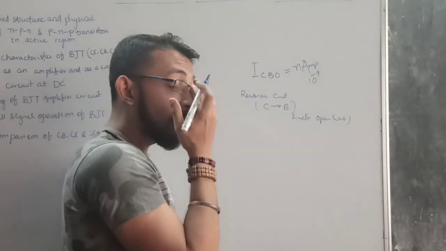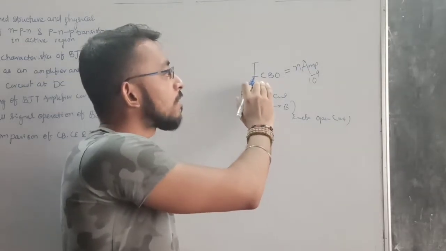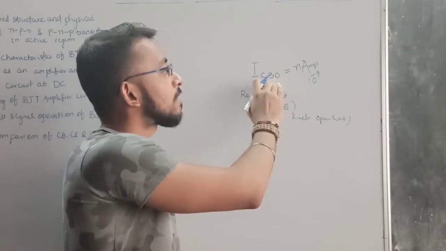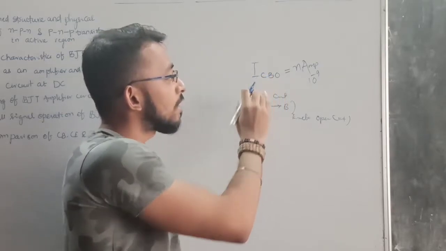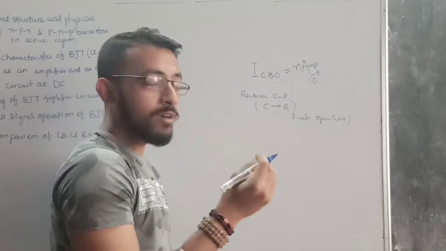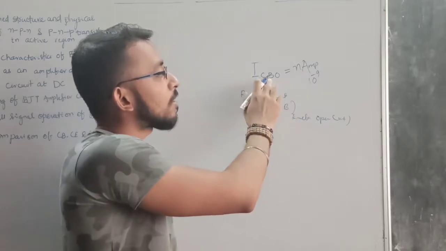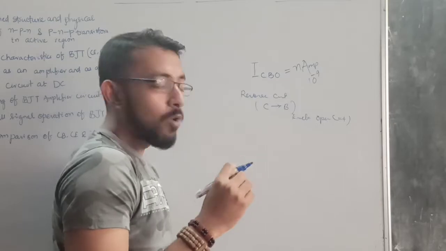But for practical cases, this ICBO is there in every transistor. There is a small leakage current, in addition to the diode current, that is ICBO. It is the collector to base current when my emitter is open circuit.